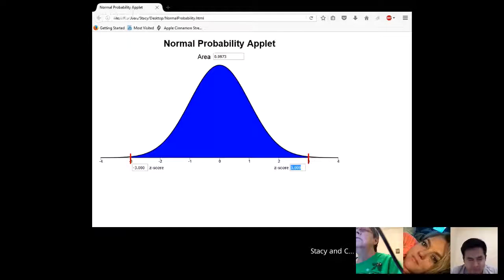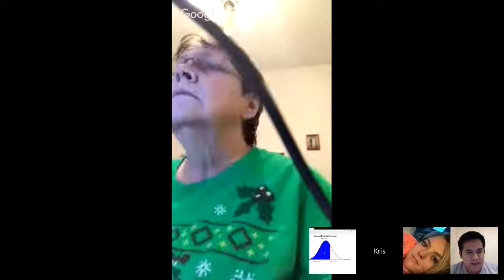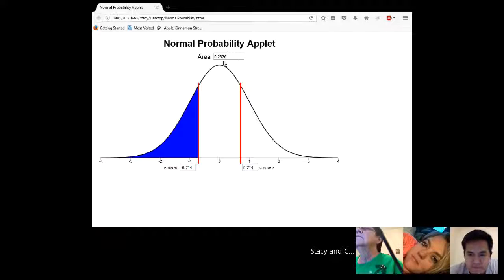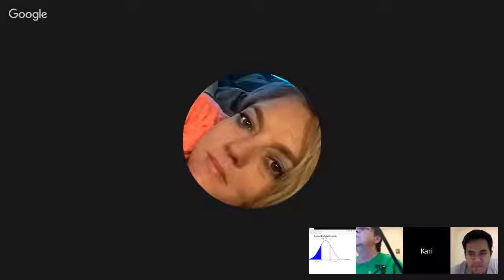Okay, so then we go put that in the applet, right? Okay, so let's see, 0.714. Okay. And we wanted to know which was less than. Less than. So I would say 0.2, and do we round it to the third decimal? Yeah, so it'd be 0.238. Okay, 0.238 for 13. Yep.